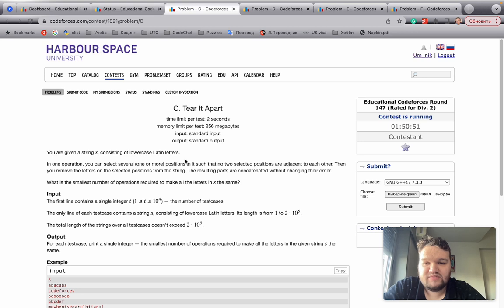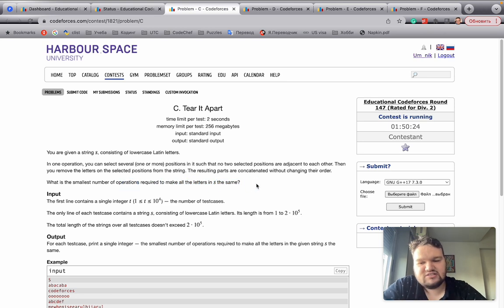Problem C, we have a string. In one operation, we can select one or more positions, such that no two selected positions are adjacent, then you remove the letters on the selected positions. The resulting parts are concatenated. What is the smallest number of operations to make all the letters in S the same?